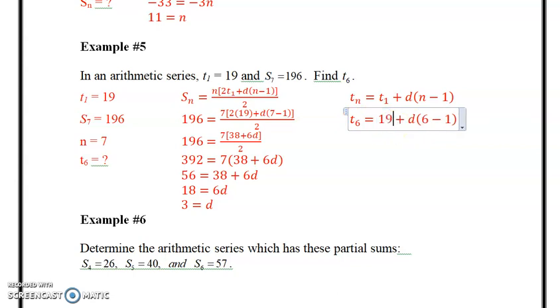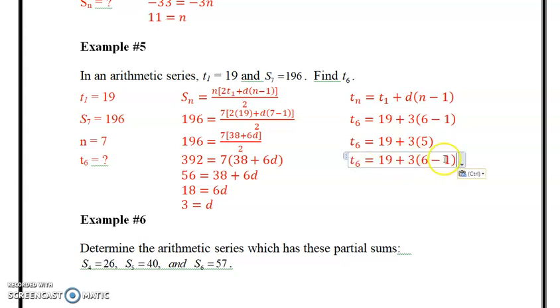So the first term is 19. The difference we calculated was 3. N is 6 because we're looking for the sixth term. Let's simplify that. We get T6 is equal to 19 plus 3 times, 6 subtract 1 would be 5. Then we take our 5, multiply by 3, we get 15. And then we add 15 and 19 together, and we get 34. So that means that the sixth term, not the sum, but the sixth term in this sequence would be 34.